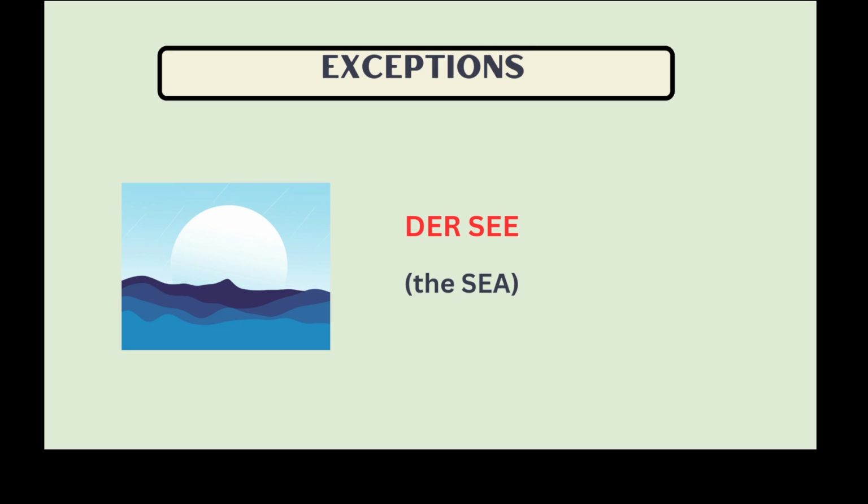See, which means the sea, is a masculine noun, even though it ends in e, which usually takes a feminine noun. So as you can see, there are many exceptions to the gender rules in German. But don't worry, with practice and exposure to the language, you will become more familiar with them.